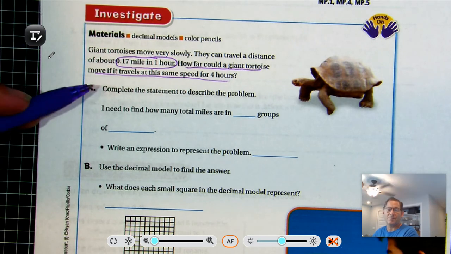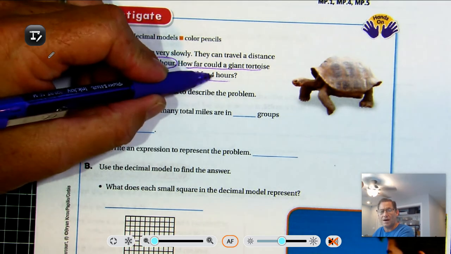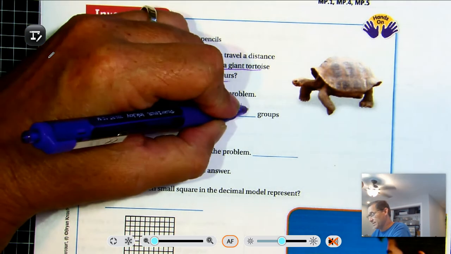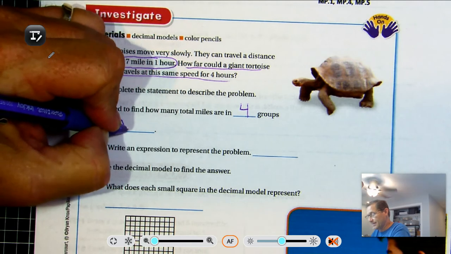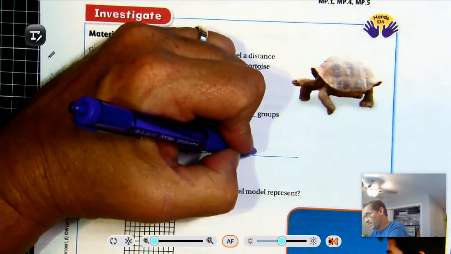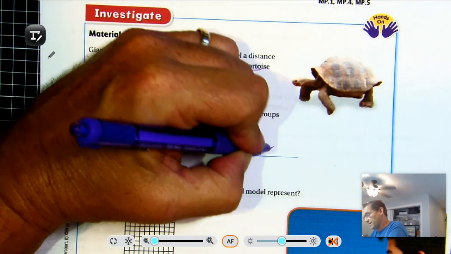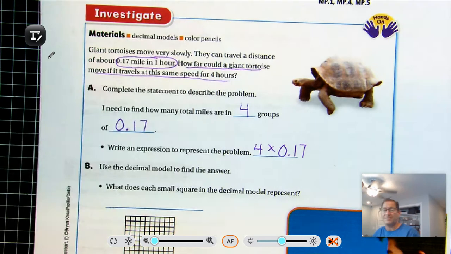So complete this statement. I need to find how many total miles are in how many groups of something. Well, we're counting by 4 hours, so that's my groups. So we have four groups. And in every group, there's going to be 17/100. So what would that expression be? Well, four groups of 17/100ths.